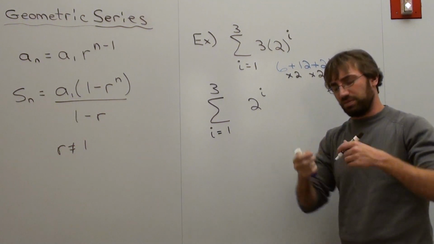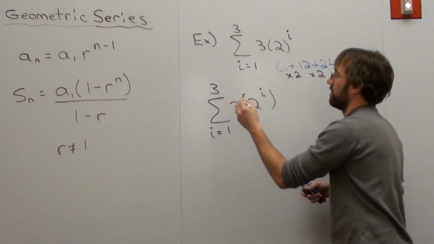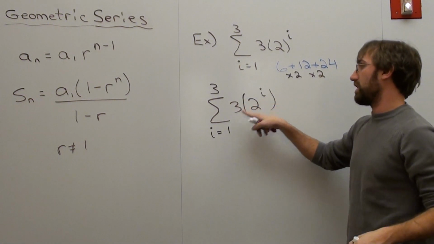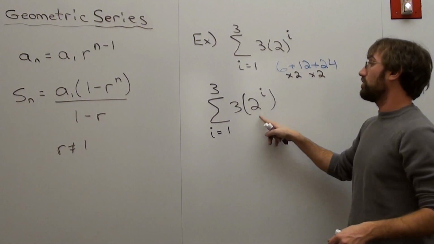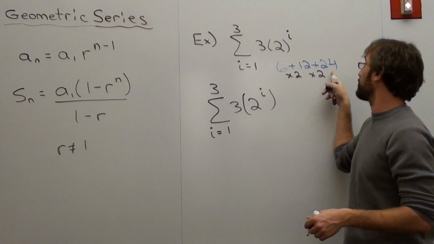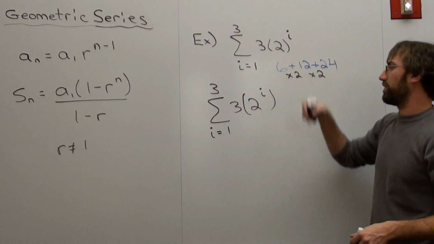So what do I have to multiply with that to get a 6? 3. 2 to the 1 is 2 times 3 is 6. 2 to the 2 is 4 times 3, which is 12. 2 to the third is 8 times 3, 24. And then it would ask you to add them all up together, and that was 36, 42.